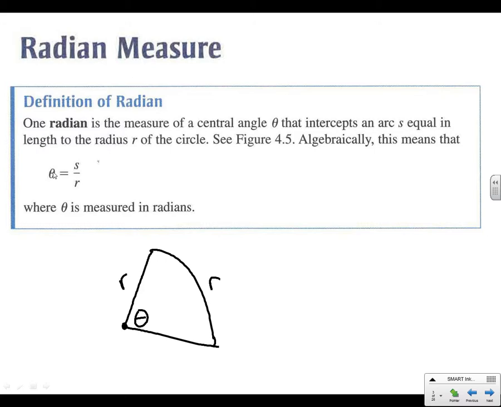The symbol we use for radians is theta. So theta equals s, which is the arc length, from here all the way around to here, we're going to call that s. And if that's equal to r, the radius, then we have 1 radian. The radians are always the arc length divided by the radius. That's how we're going to find it out.